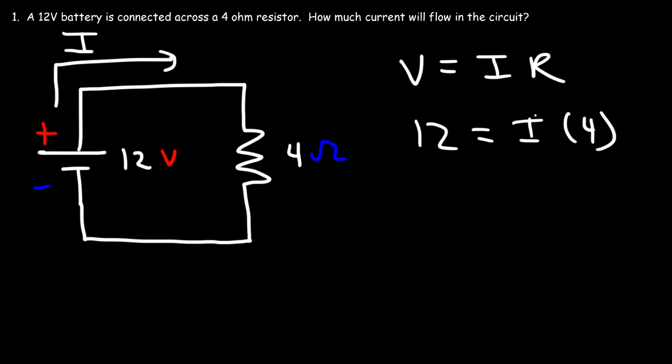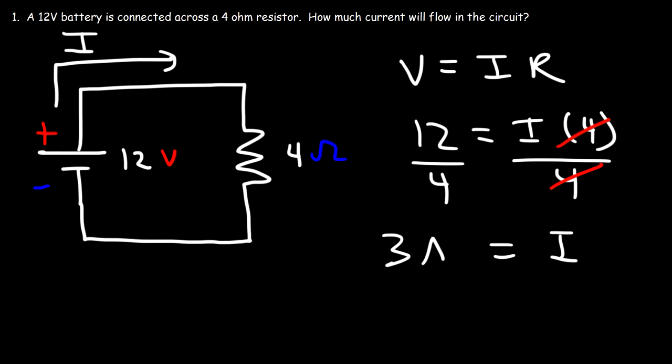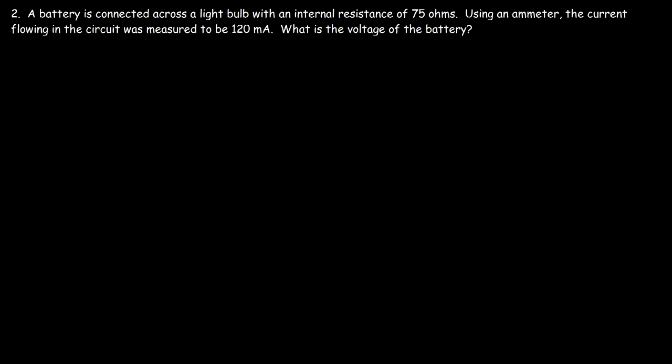So to get I by itself, to solve for the value of I, I need to divide both sides by 4. On the right side, 4 divided by 4 is 1, giving me just I. On the left side, 12 divided by 4 is 3. Thus, the current in the circuit is 3 amps. And that's the answer.